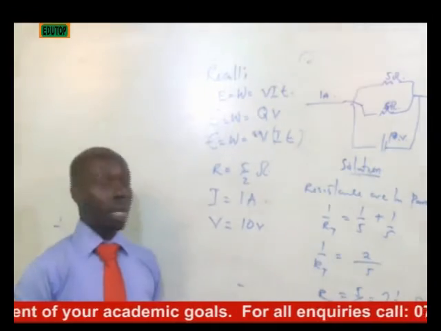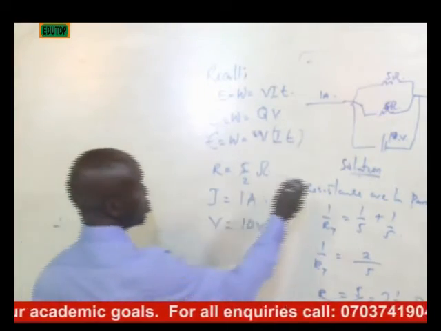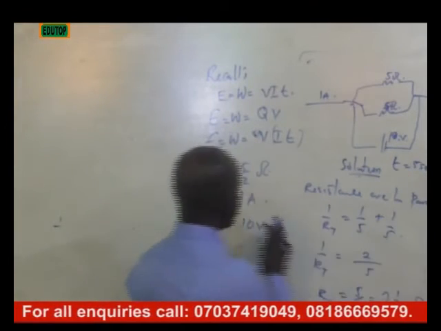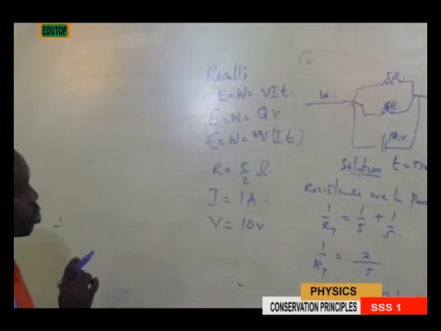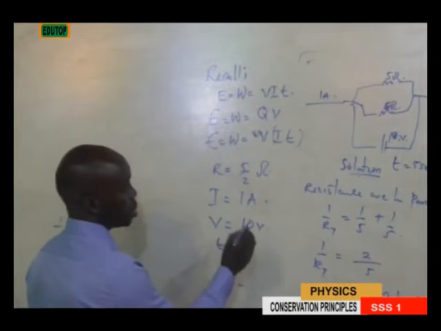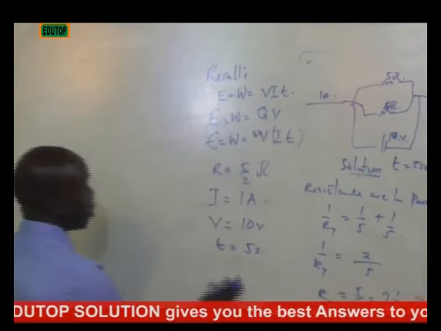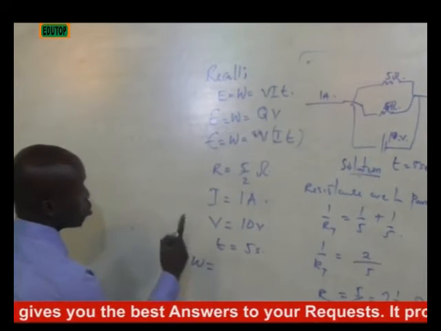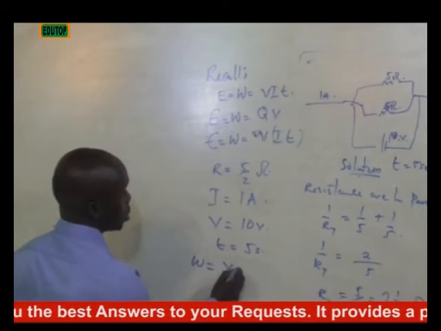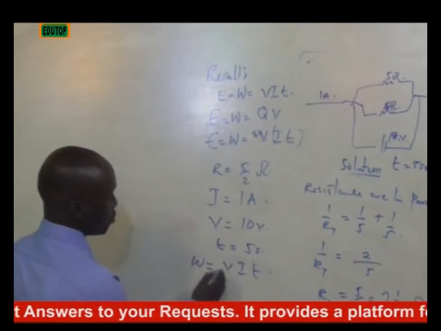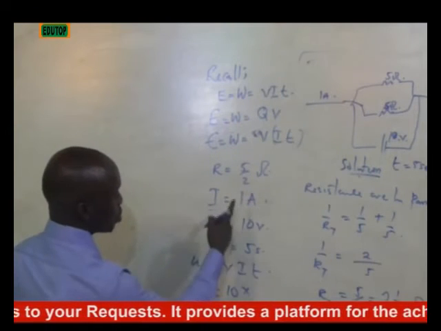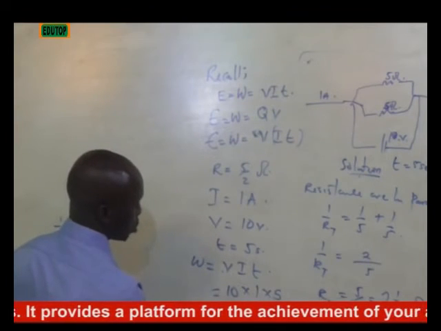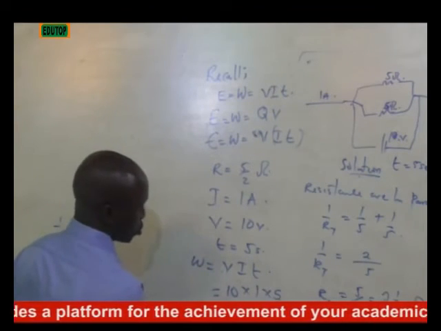So, let's just do it this way. Let's assume the time taken is 5 seconds, for this analysis to be correct. So our time is 5 seconds. Now, from there, you can input those values. Our work done is VIT. V is 10, my current is 1, then my time is 5. So from there, my work done is 50 joules.